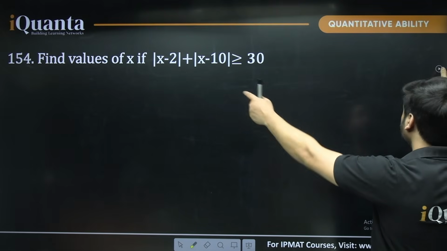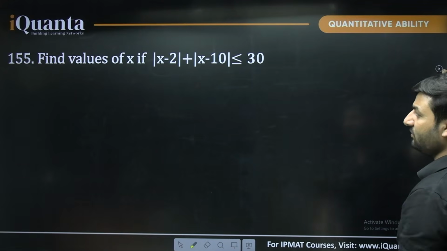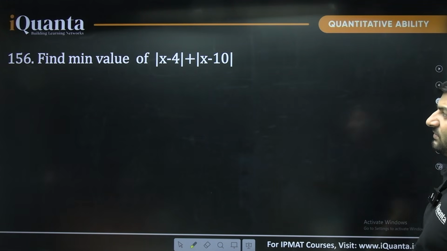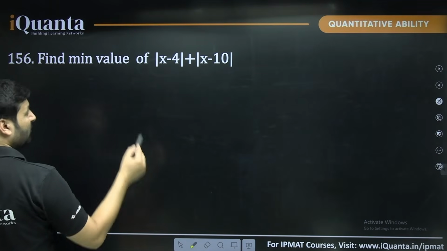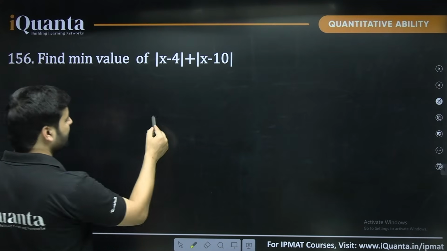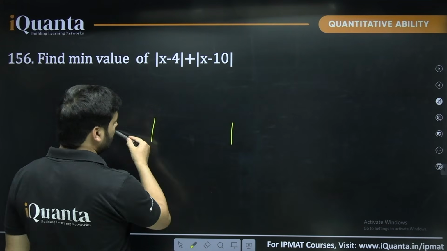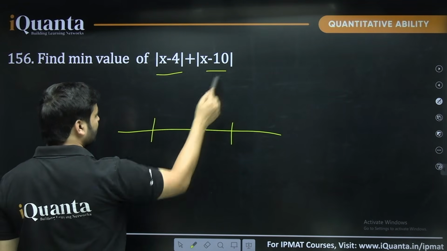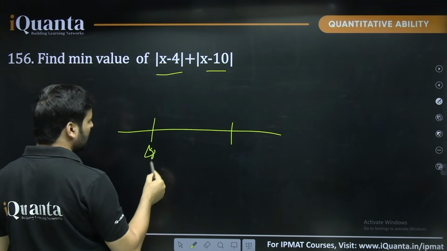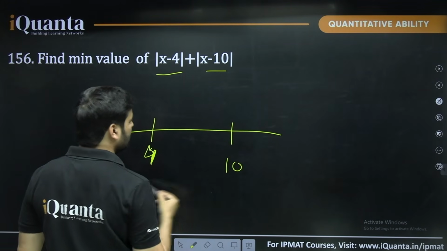Make two critical points, 2 and 10. This also you can do, right? Find the minimum value of this. There are two critical points, 4 and 10, so at both the minimum value will lie, isn't it? In fact, we have to find out the minimum value of the sum of distances of x from 4 and x from 10. So this is 4, okay, this is 10.